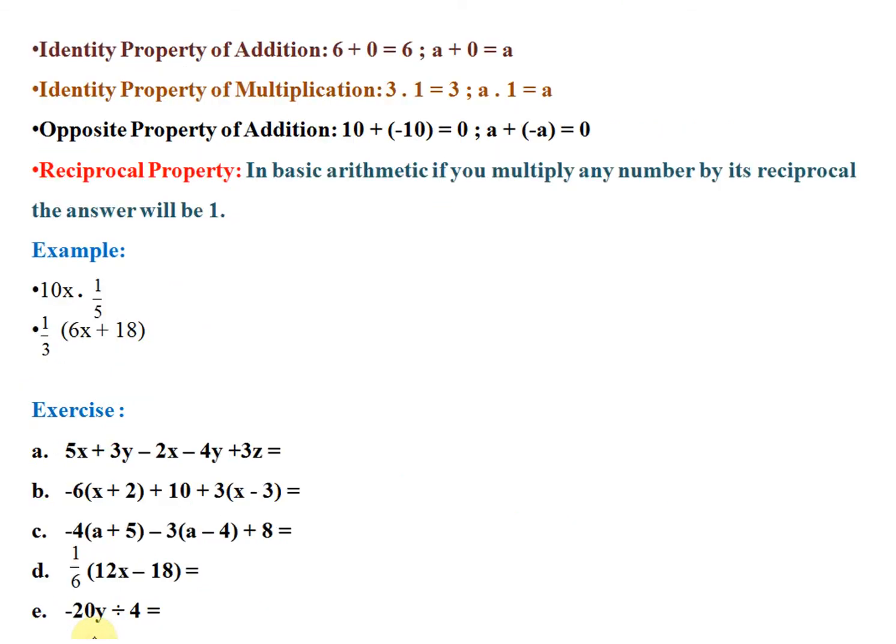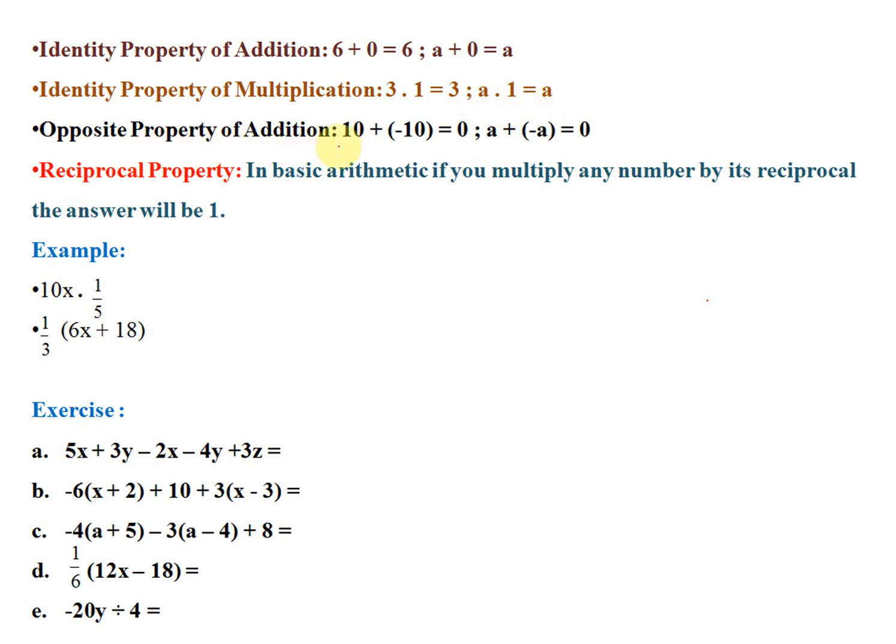Identity property of addition: if you add 0 to any number, the answer would be the number itself. For example, 6 plus 0 equals 6, and a plus 0 is equal to a. Identity property of multiplication: any number you multiply by 1, the answer would be the number itself. So 3 times 1 is equal to 3, and a times 1 is equal to a.